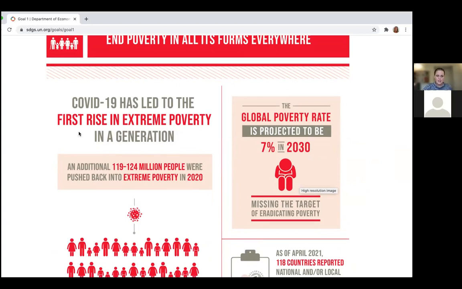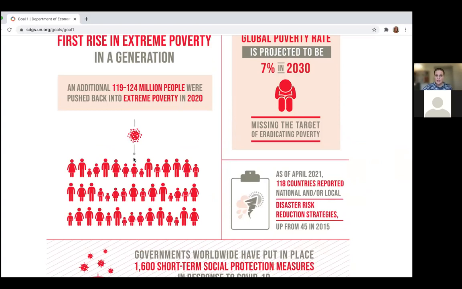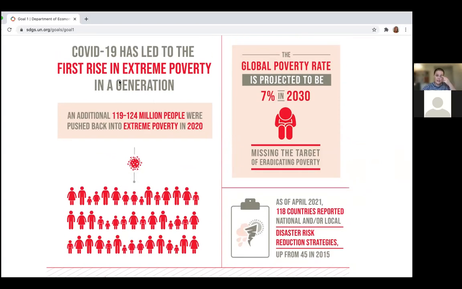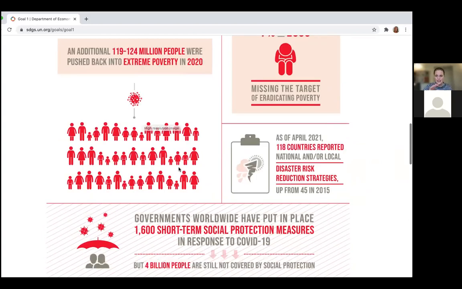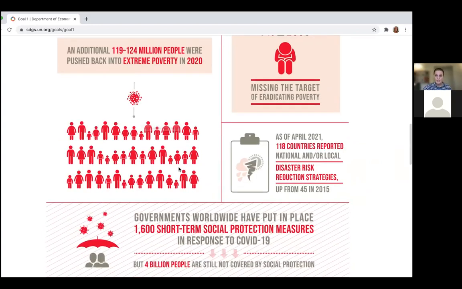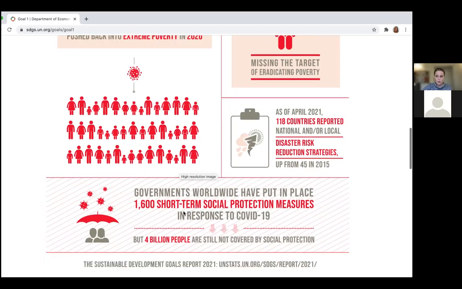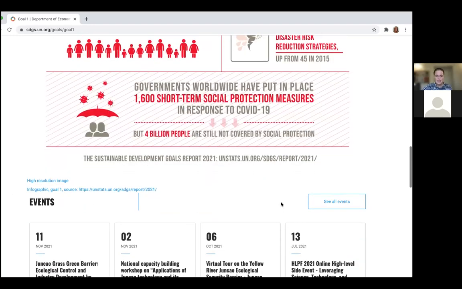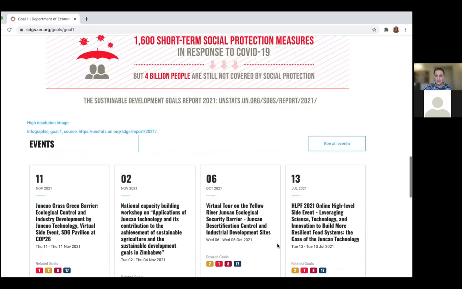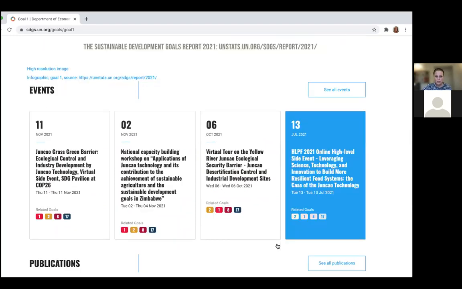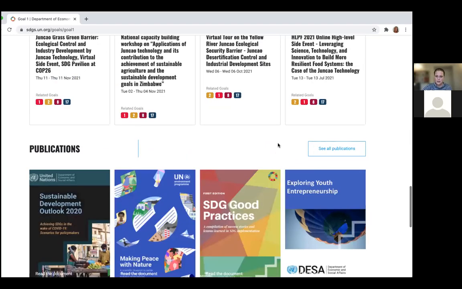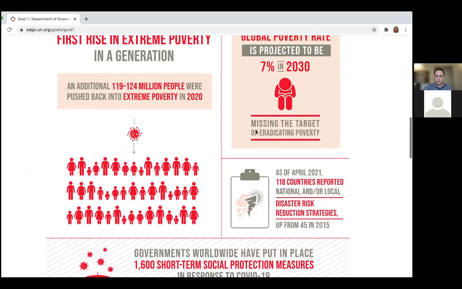And here it does explain that COVID-19 has led to the first rise in extreme poverty in a generation, for example, and this kind of infographic is kept updated by the UN. And then here you can find all the related events and publications. So it does give you a little bit of information on how.